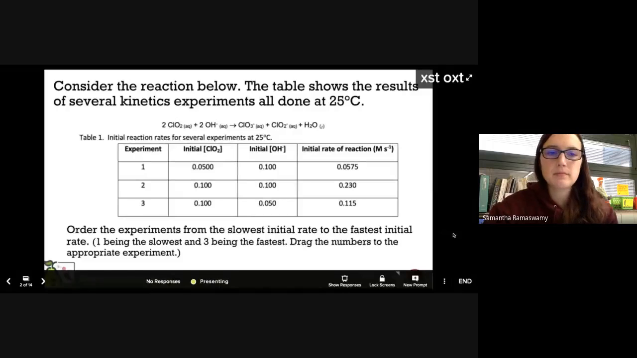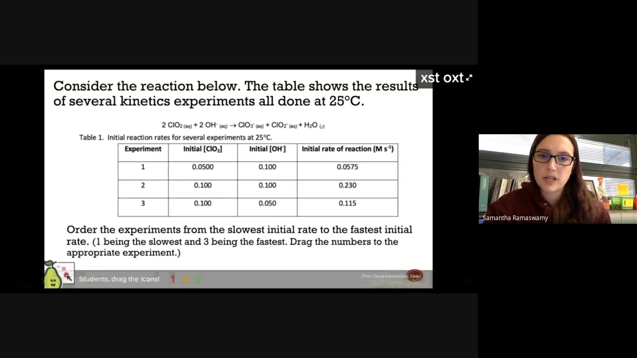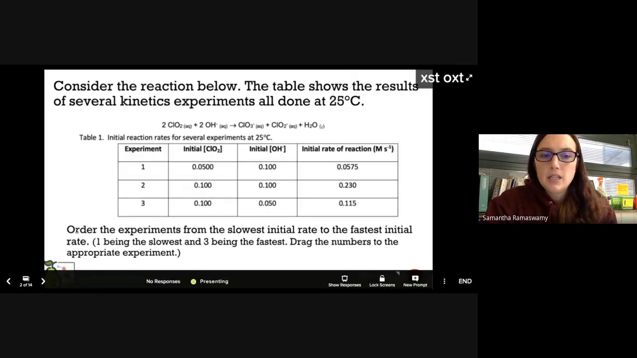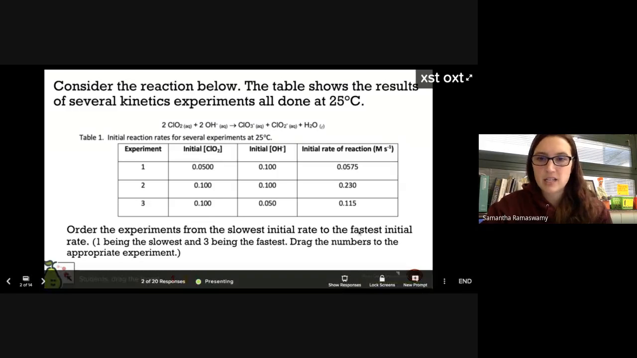When you see the term appearance or disappearance, remember that you need to base it on the coefficients in the balanced equation. So for this first slide, we have this table with 3 experiments, and it says order the experiments from slowest to fastest rate, and you're going to drag and drop the numbers. You have 1, 2, and 3.